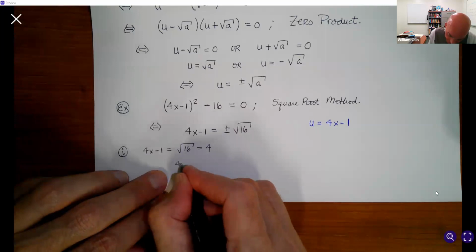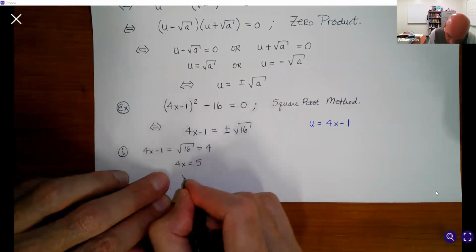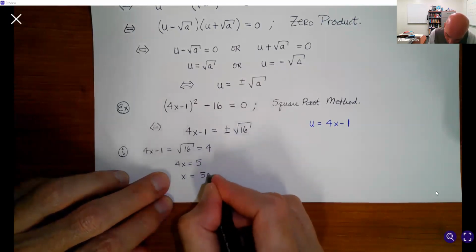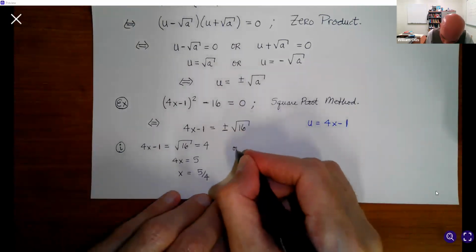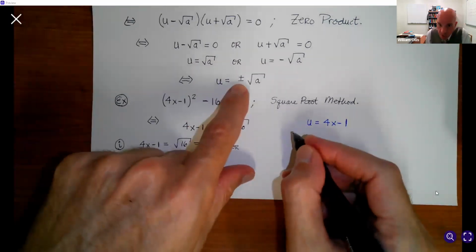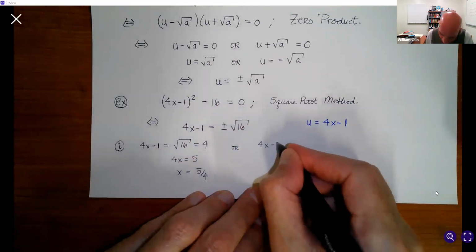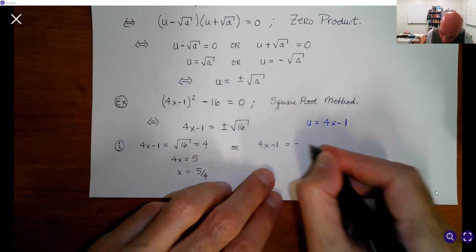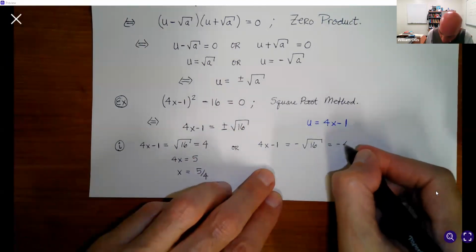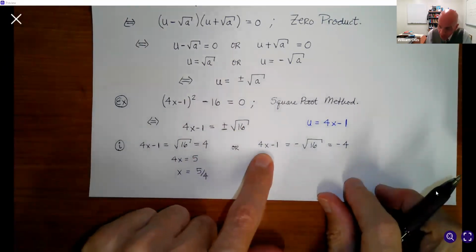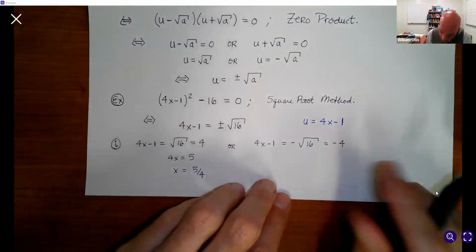So we have 4x. Let's add 1 to both sides, and we get 1 plus 4, which is 5. So x is 5 over 4. Now for the other, we use the negative radical or the additive inverse. So we have 4x minus 1 equals the additive inverse of the square root of a. So that gives us negative 4. Now, of course, when we solve just by using the simple methods we learned, we'll add 1 to negative 4 to get negative 3.